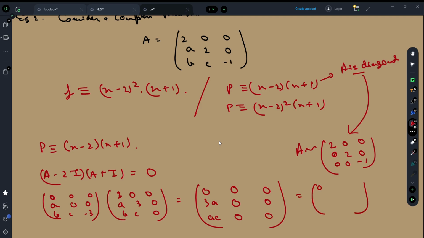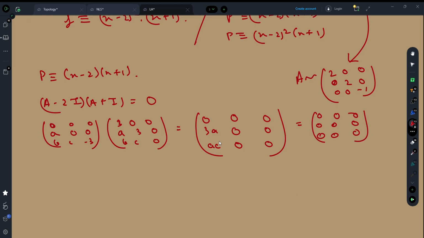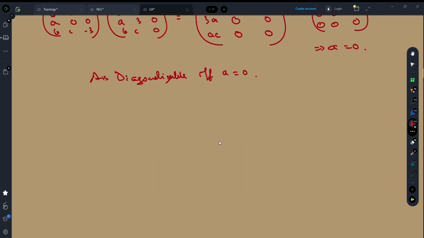And the other elements, what should you have here? You have B times 0, 3C minus 3C, 0. That is exactly 0, right? But this should be exactly equal to the 0 matrix. And what is the only possibility for it to be the 0 matrix? A needs to be 0, right? Which should imply A is 0. Therefore, we have concluded that A is diagonalizable if and only if A is 0, right?